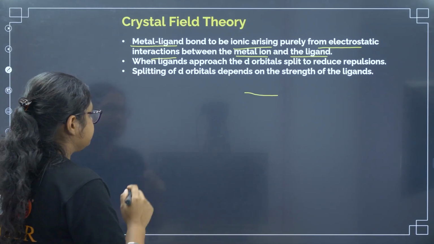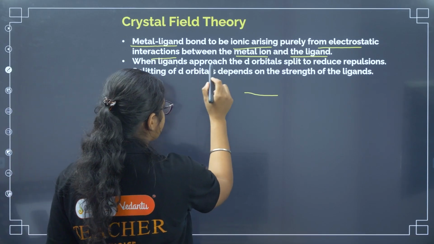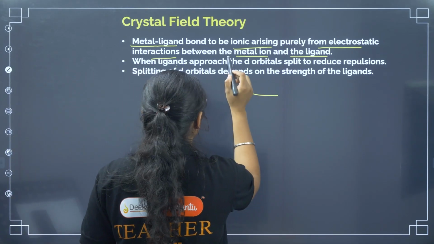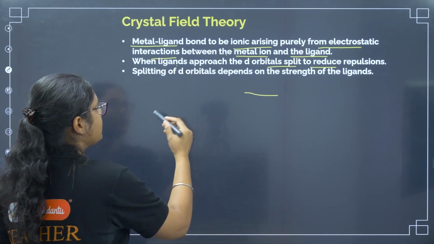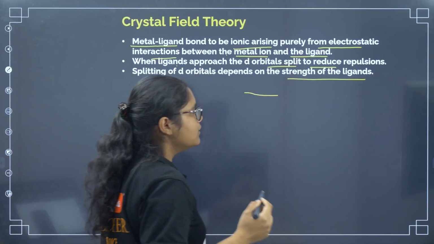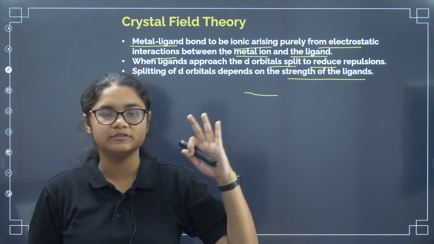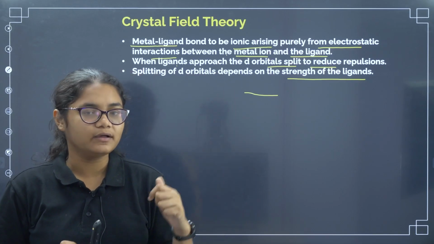Okay, next. So what happens when the ligand approaches the metal? The d orbitals split to reduce the repulsions. So the splitting of d orbitals depends on the strength of the ligands. Okay, the splitting can be more, the splitting can be less, depending on the ligands.